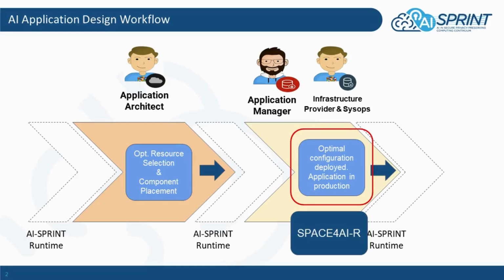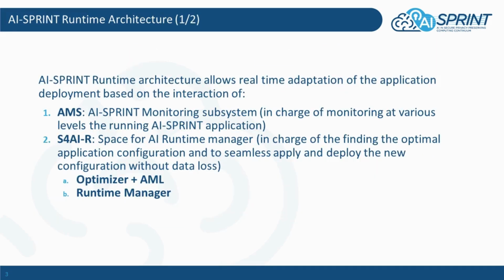After the iSprint application has been designed, deployed, and is up and running, the scope of iSprint tools is not completed. We need to guarantee that the application keeps running, and keeps running in an optimal way. The iSprint runtime architecture allows a real-time adaptation of the application deployment based on the running condition. The iSprint runtime adaptation is obtained by the cooperation of two different sets of tools.